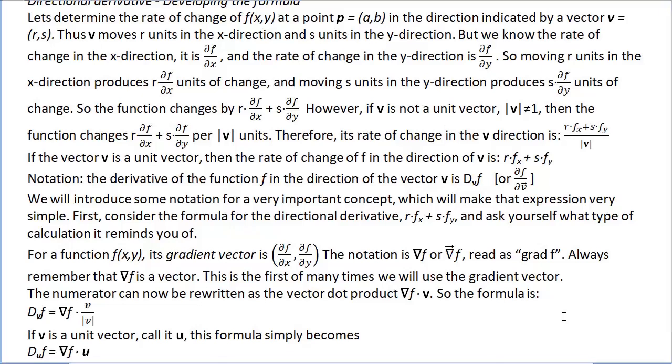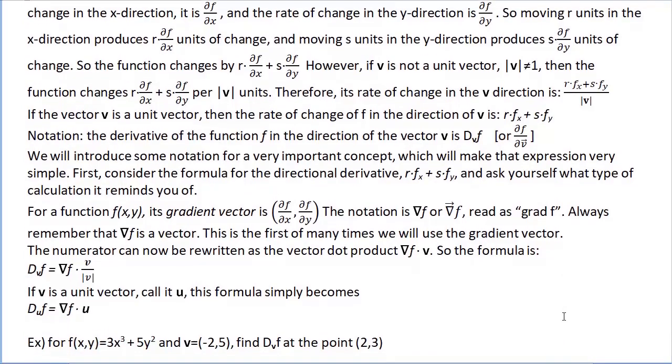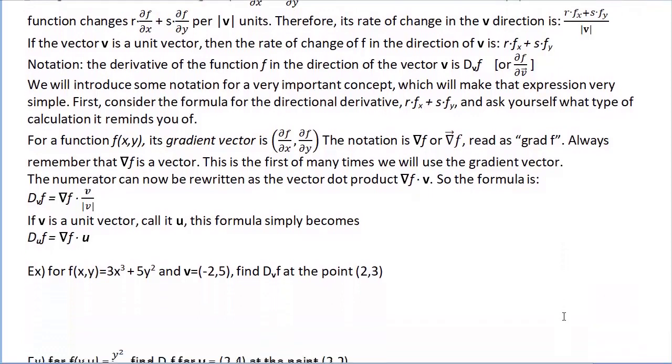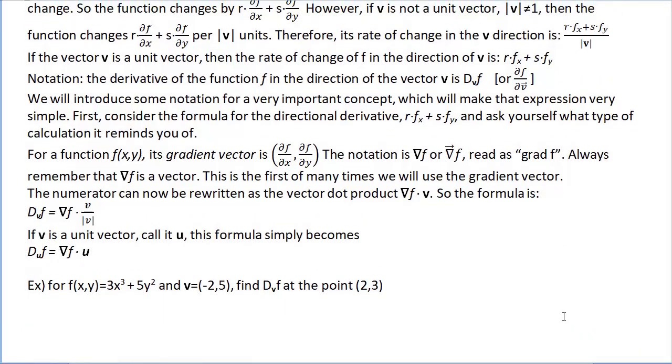So we showed how the formula makes sense, but then we also introduced this new concept and this new notation for the directional derivative and the gradient. So now let's apply this to a problem. Okay. So for this function, f of x y equals 3x cubed plus 5y squared with vector v equals negative 2, 5. Find the directional derivative D sub v of f at the point 2, 3.